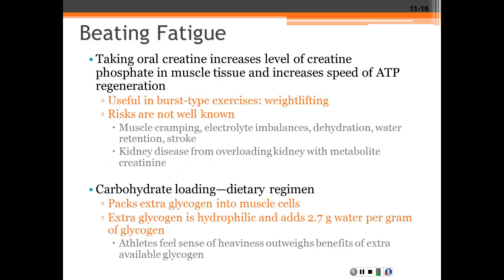Okay, so how do we beat the fatigue? How do we even get past fatigue?